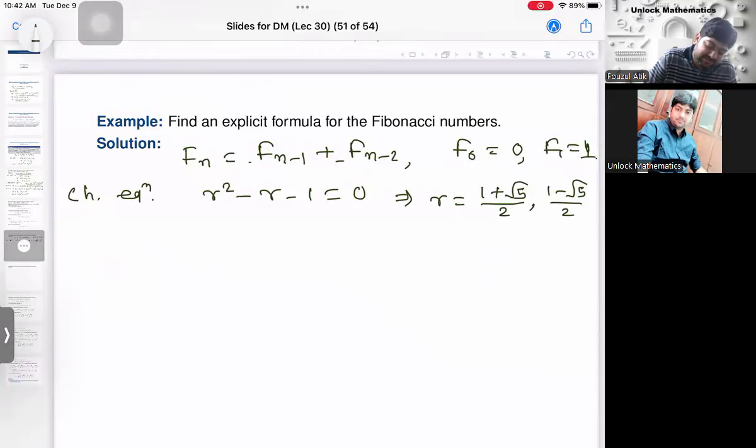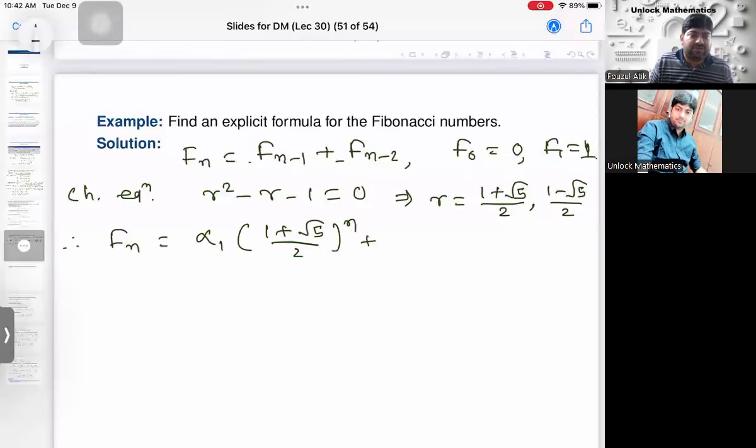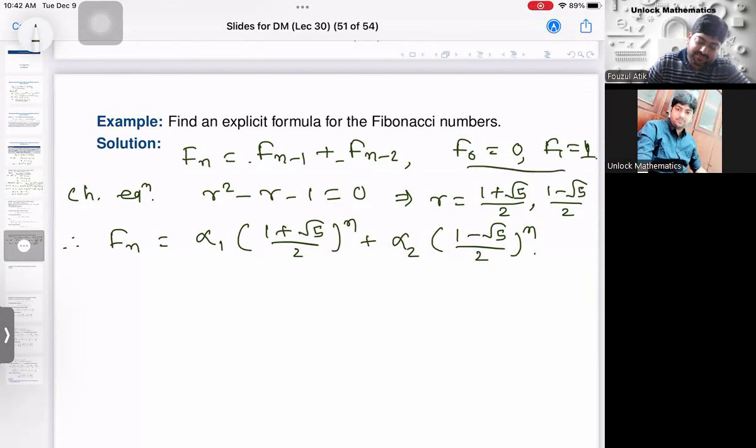Therefore, the general solution is Fn is equal to alpha 1 into 1 plus root 5 divided by 2 whole to the power n, because I got two distinct roots, plus alpha 2 into 1 minus root 5 divided by 2 whole to the power n. Now what is unknown here? Alpha 1 and alpha 2. How to get that? By putting the initial values.